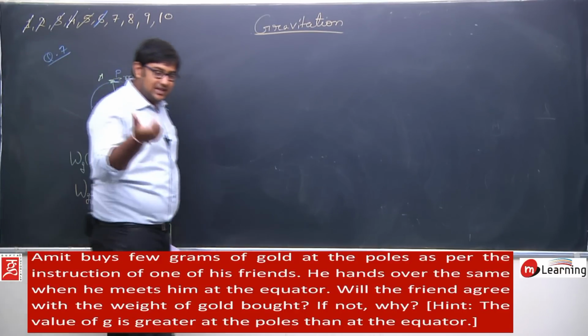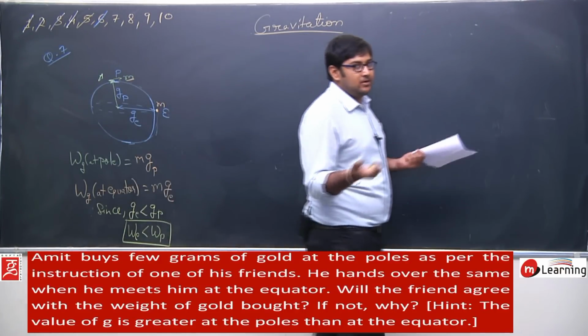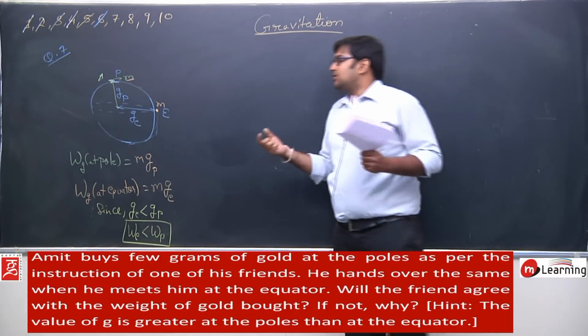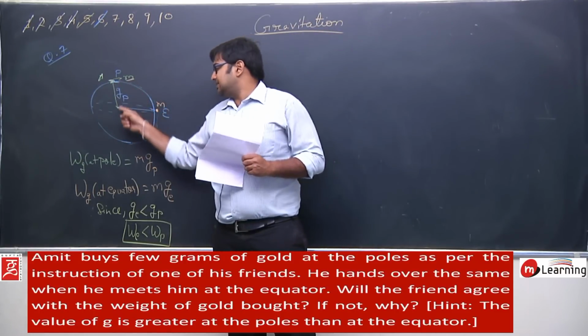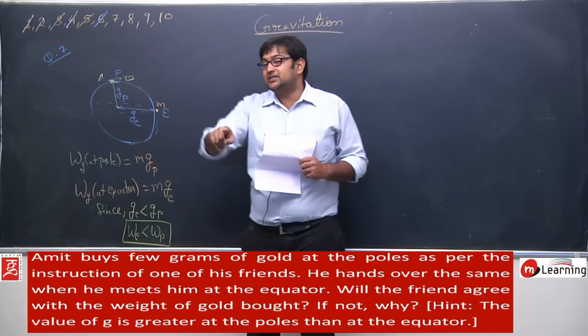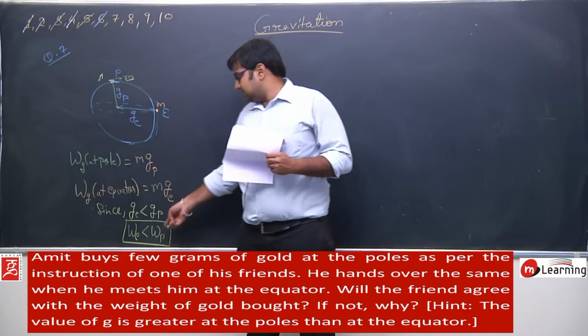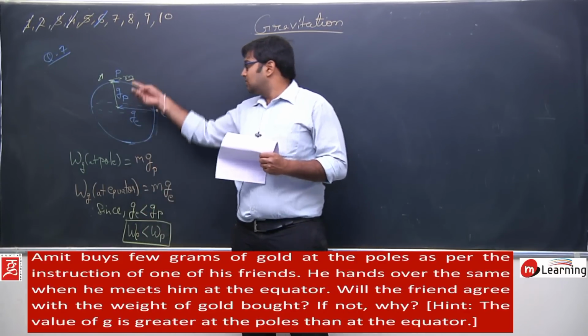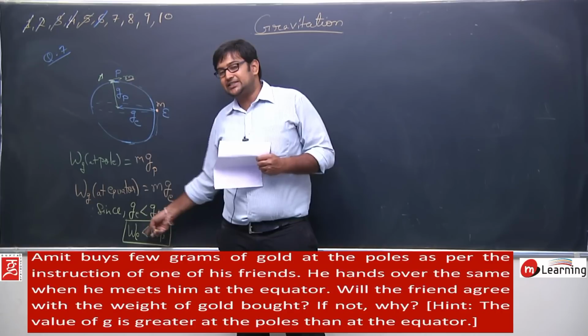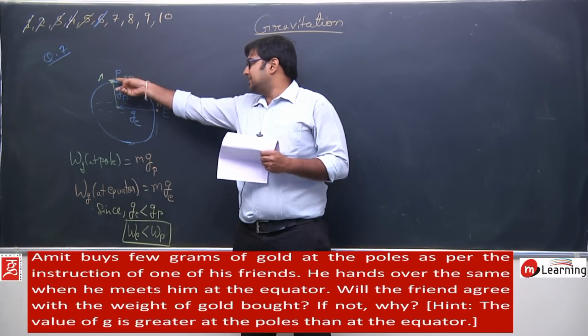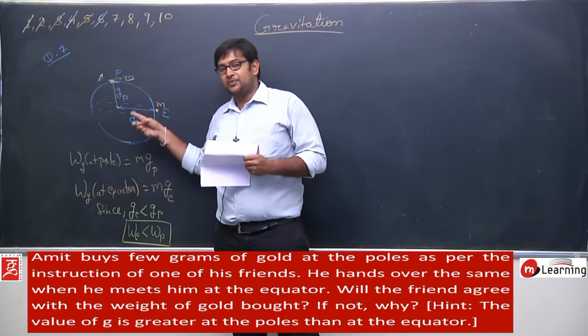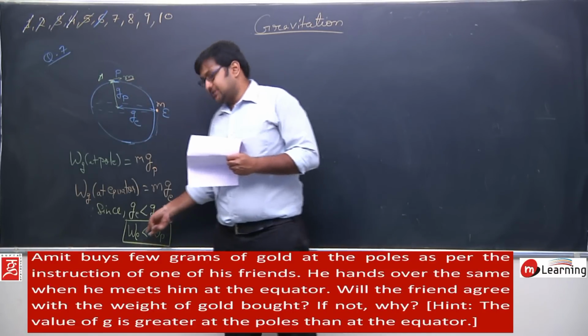The same gold which has the mass m, its mass is not getting changed, but the acceleration due to gravity is getting changed, and that's why you will find that the weight of gold will change at these two points, that is at the equator and the pole. This weight will definitely change.